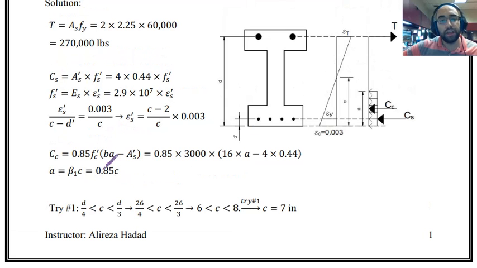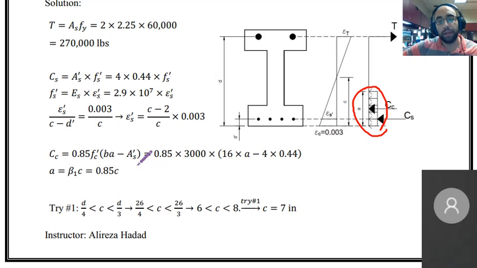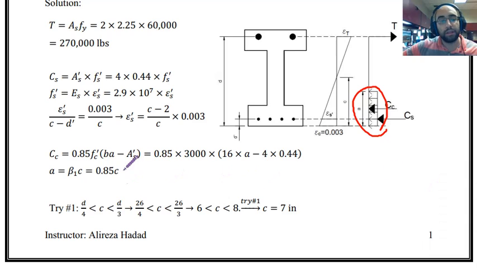And then we have compression force in concrete, or CC, the compression force that we have over here based on this compression block, and that is 0.85 F prime C B A minus A prime S. And this equation is the same equation that we used before for regular sections. The only thing is that I have to subtract or exclude the area that is taken by compression reinforcement. Right? That is the only difference. Now this is the equation for compression force in concrete.